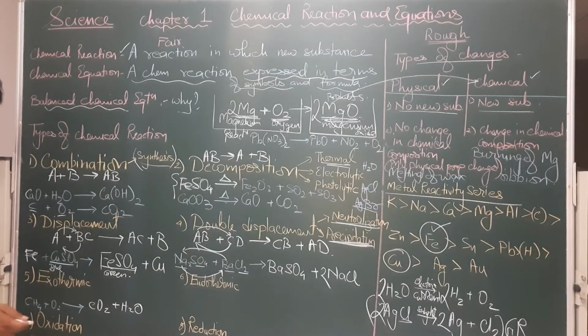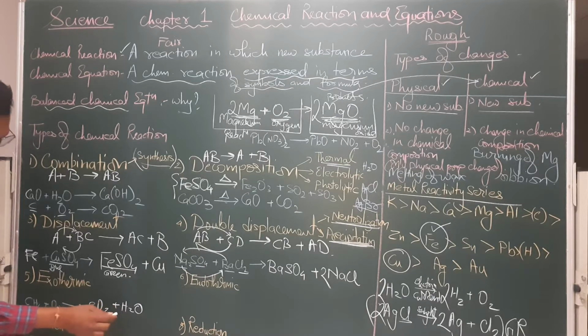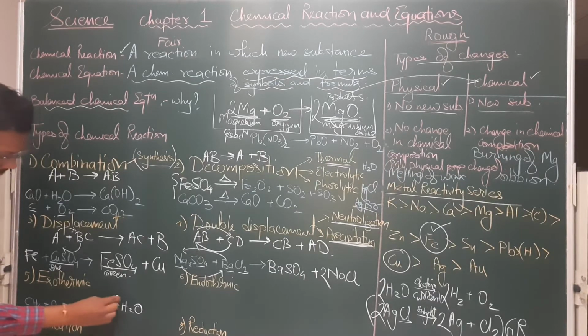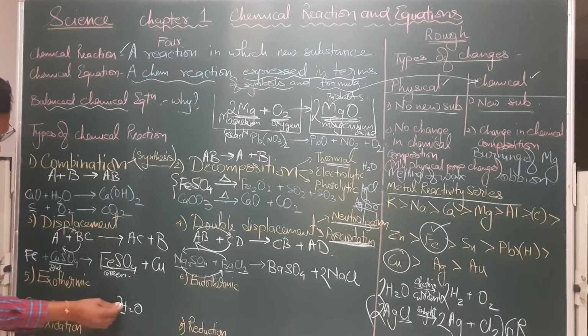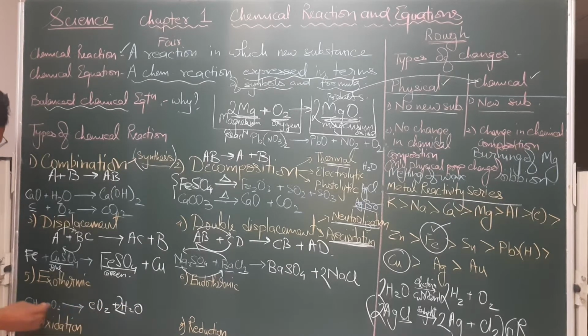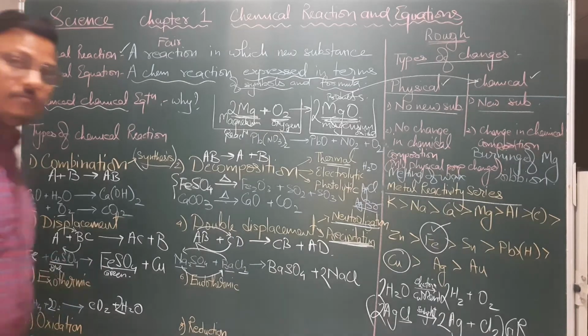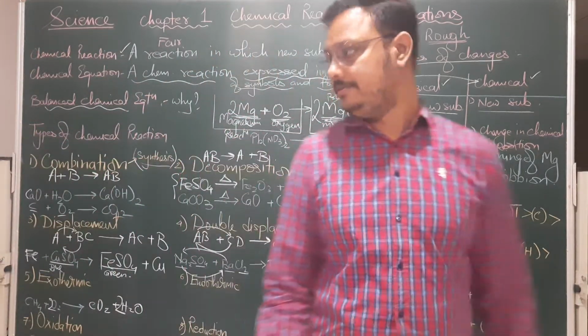Now to balance this, one carbon, oxygen 2, 2 plus 1, 3, and hydrogen 2, and over here 2, and this side 4. So I'll place 2. Now look, oxygen becomes 2 plus 2, 4. So I'll have to place 2 here as well. This is how we balance the chemical equation.